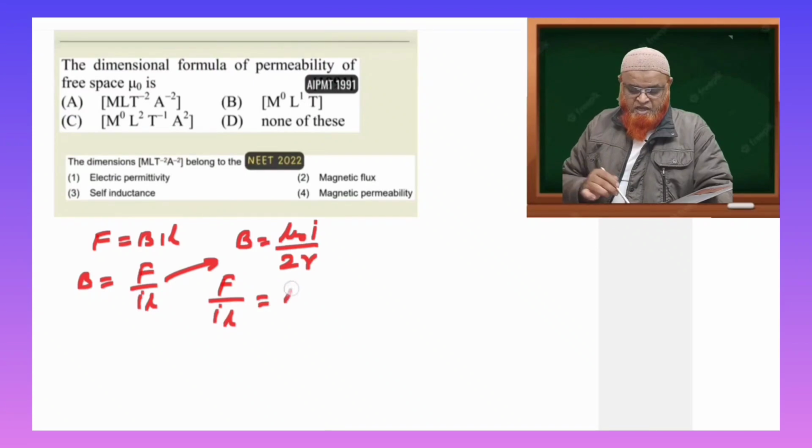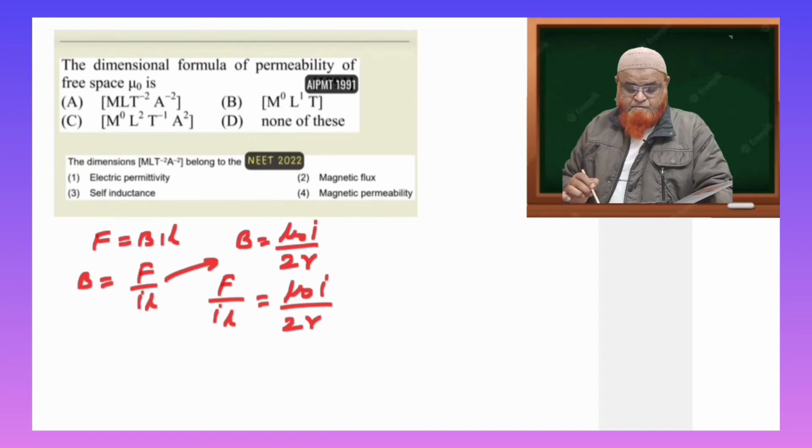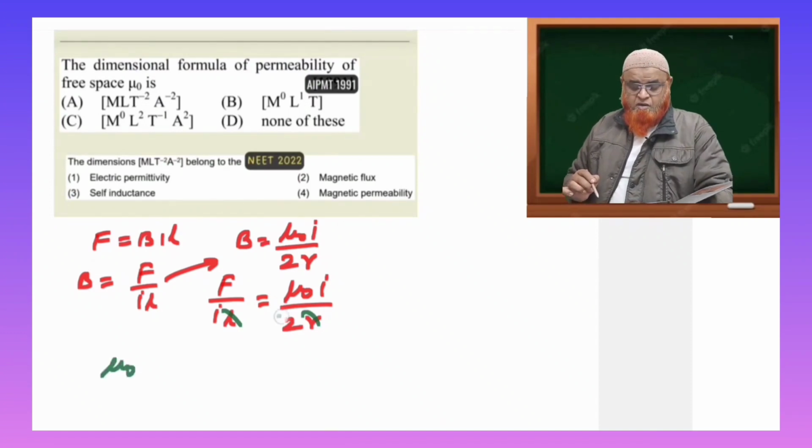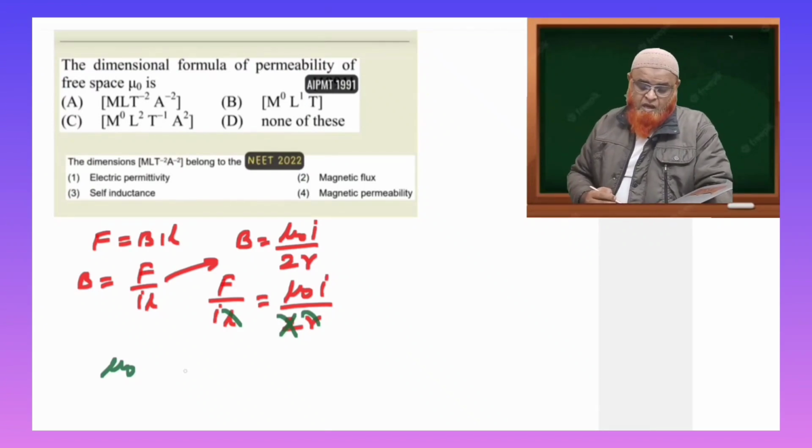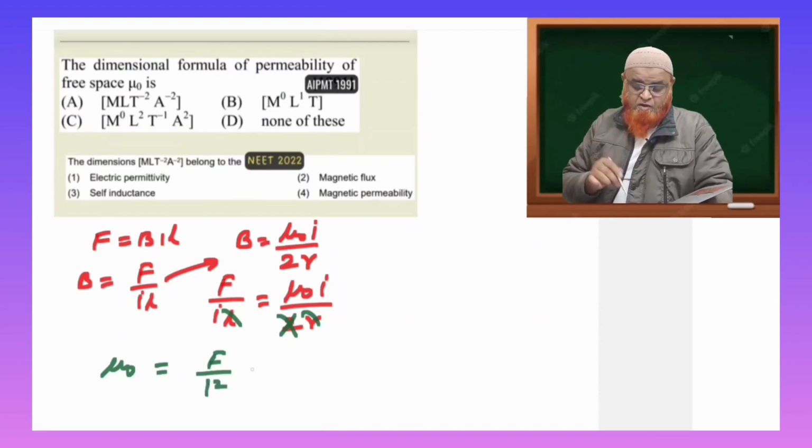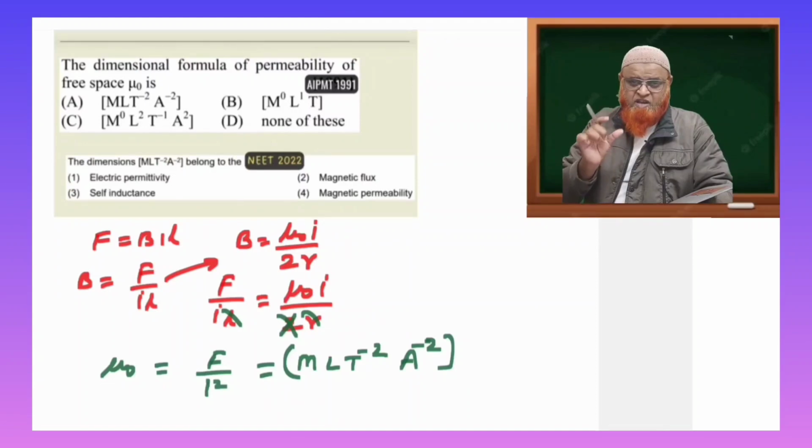Once you substitute F by IL, what are you going to get? Let us see here now. F by IL equals mu naught I by 2R. So finally we are getting this, R and L get cancelled. So what are we going to get now? You want to find mu naught. Mu naught is nothing but F by I. F means mass into acceleration, which is M L T power minus 2. And I is measured in ampere, so I is denoted by the letter A.